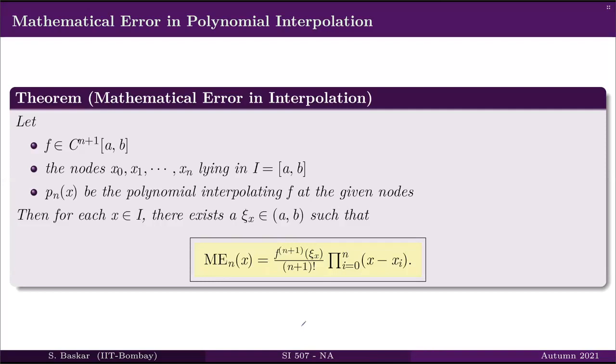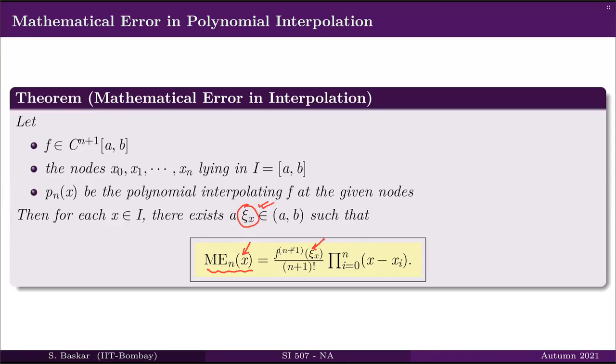Then for every x in I, we can find a ξ(x) in the interval (a,b) such that the mathematical error M_n(x) is given by the (n+1)th derivative of f at this unknown point ξ(x). Why this suffix x for the ξ? Because this number depends on the variable x. That is why we have denoted it by ξ(x).